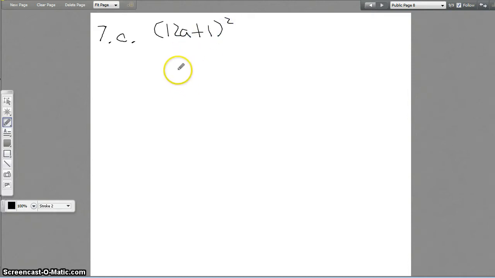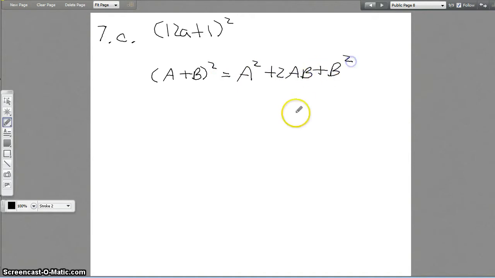Now, if you remember the pattern, this is a sum of two terms that is squared. The pattern for that is (a + b) squared equals a squared plus 2ab plus b squared. Well, if you look in the work that they gave us, the 12a would be our capital A, and the 1 would be our capital B.